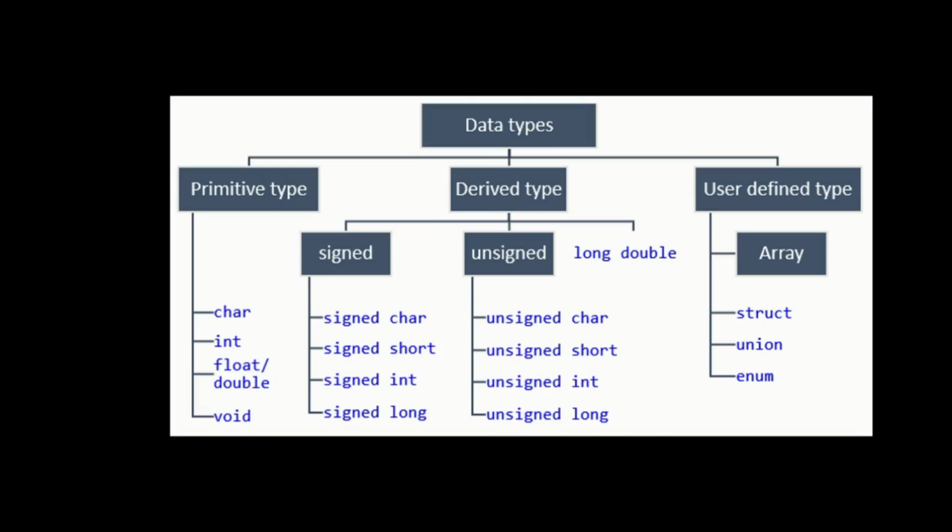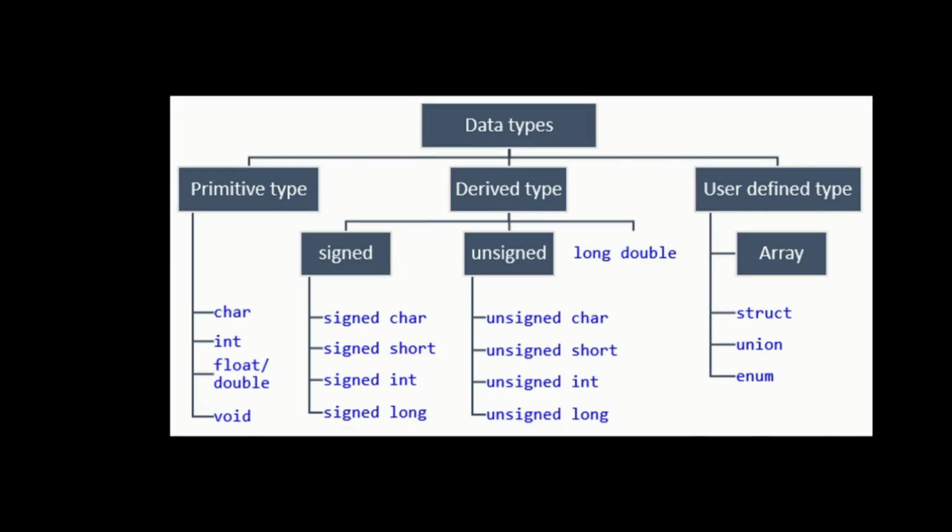And in derived types, there are three types. Those are signed, unsigned, and long double. Signed means the integer or character, or whatever it is, is signed, whether it is plus or minus. And unsigned means it is not signed.